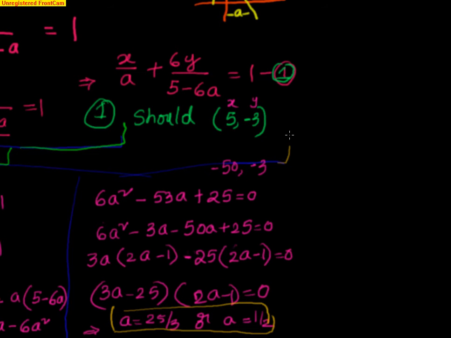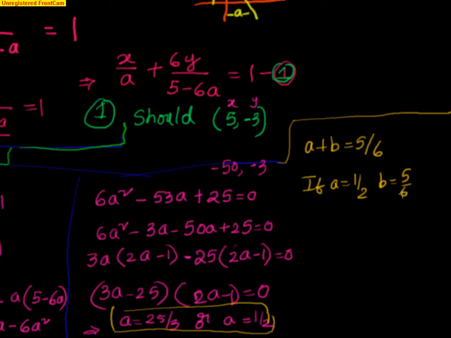Now let me complete it here. Okay. Now we know A equal to 25 by 3 or A equal to 1 by 2. Fine. So let me find out the values. A plus B is equal to 5 by 6. If A equal to 1 by 2, B is equal to 5 by 6 minus 1 by 2. That is nothing but equal to 1 by 3.